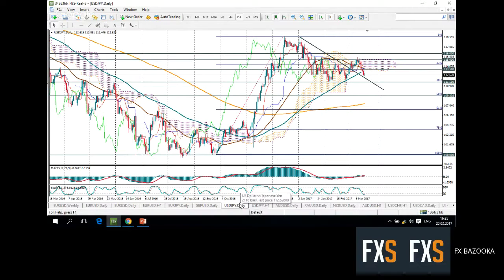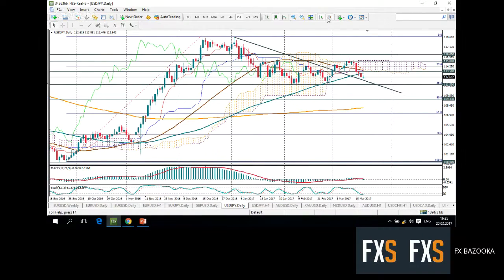GBPUSD here, and it was GBPUSD. Now we are having a look at dollar yen.